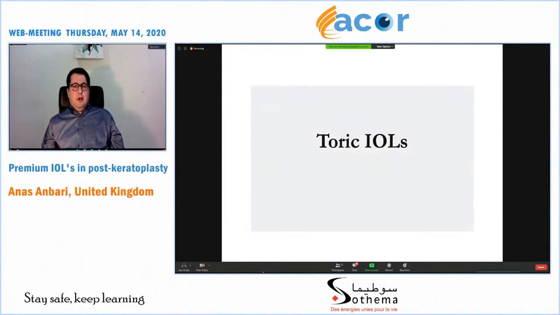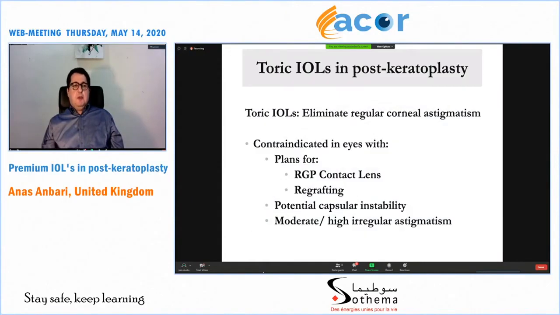Can we use toric IOLs in post-keratoplasty? Toric IOLs eliminate regular corneal astigmatism. However, they are contraindicated in eyes with plans for RGP contact lenses and regrafting, and in eyes with potential capsular instability and moderate to high irregular astigmatism.